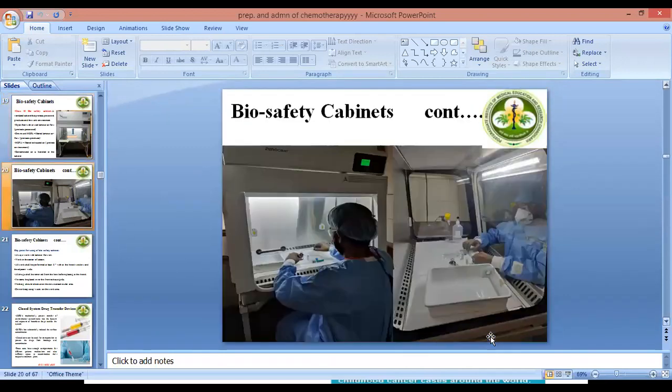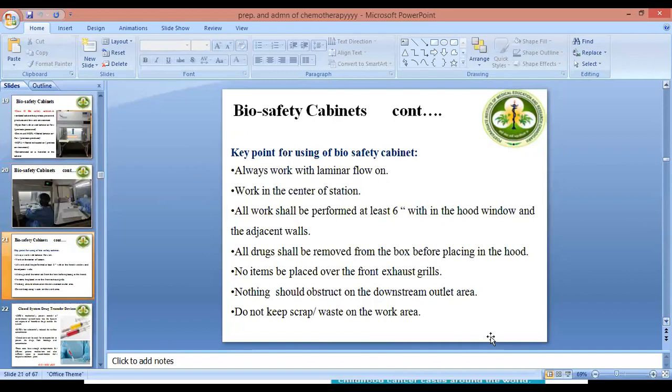So this is a picture of the biosafety cabinet in our daycare. How we use it, we will discuss in the next slide. Key point for using the biosafety cabinet: always work with the laminar flow on, because when we start the preparation of chemotherapy, we first start the laminar flow, then we put all the medication and all the necessary items in the biosafety cabinet.